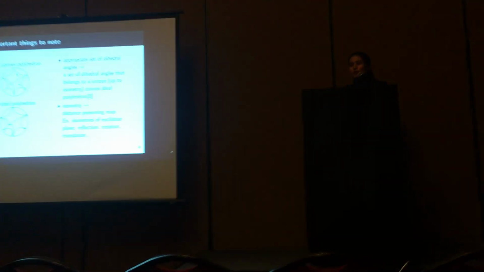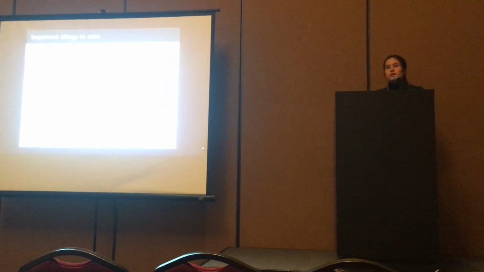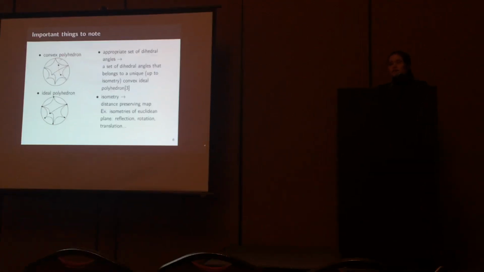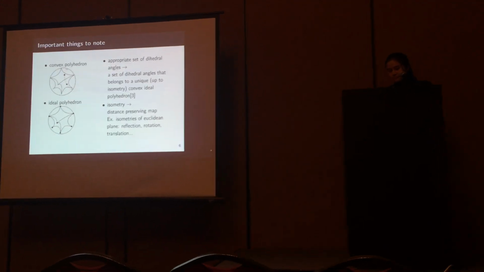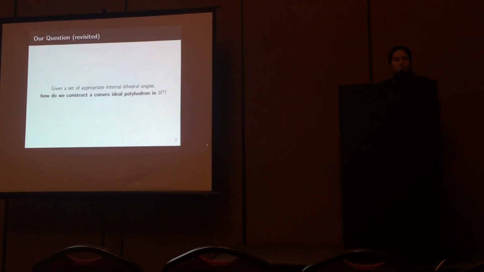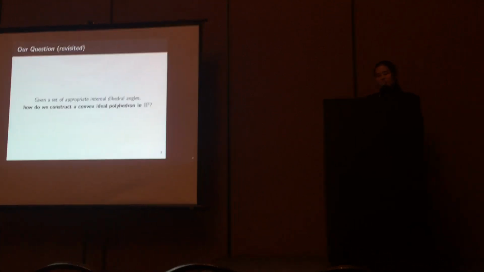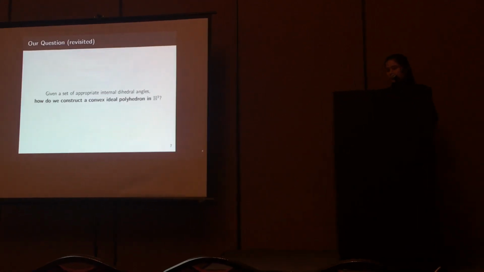Also, isometries are distance-preserving maps. For example, on the Euclidean plane, isometries are reflections, rotations, translations. So basically, you plug in 2 points to an isometry, then the distance between those 2 points in the pre-image is the same as the distance between the images of those 2 points. So now, going back to our question again, hopefully it makes more sense now. Given a set of appropriate internal dihedral angles, how do we construct a convex ideal polyhedron in hyperbolic 3 space?